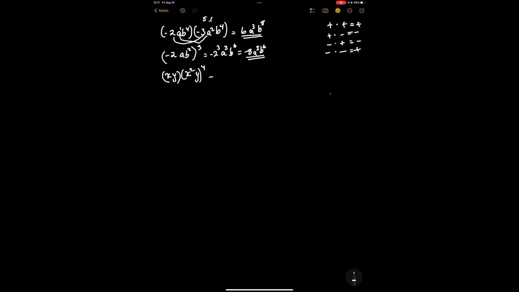So first thing we're going to do, we're going to rewrite xy, because this can be the same way. Now the first rule we're going to do is the power of a product, because we need to distribute the 4 into the x squared y. So that would be 4 times 2, x to the power of 8, and y to the power of 4.